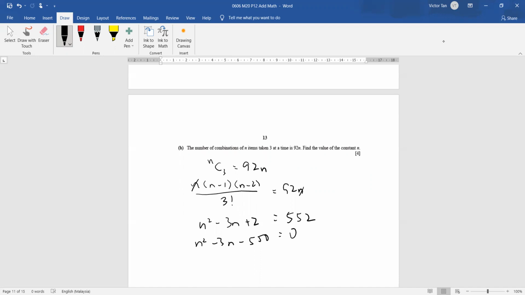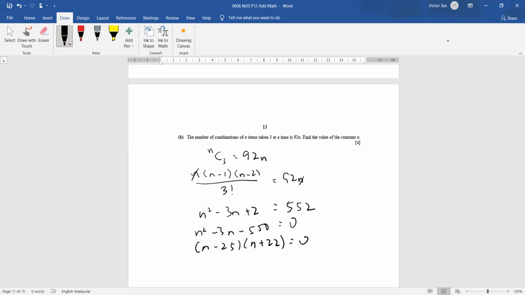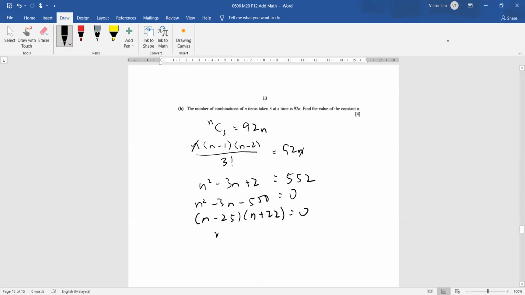Use the calculator to help me again. So this is (n minus 25)(n plus 22). n is a positive value, so n should be 25. Yes, and n is positive. Okay.